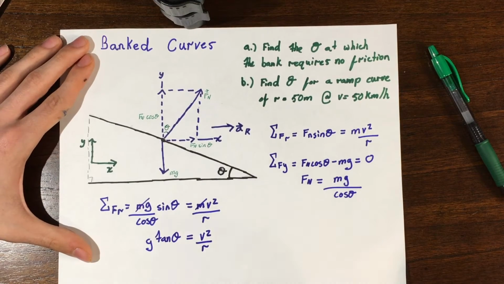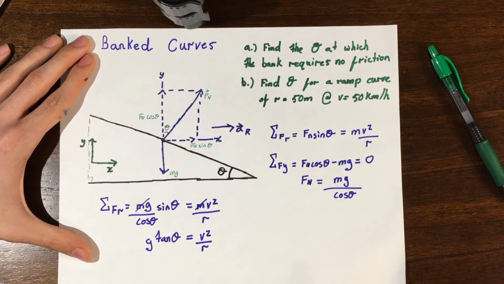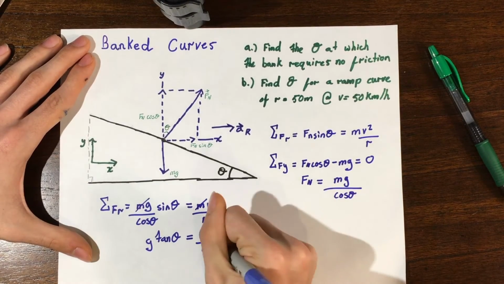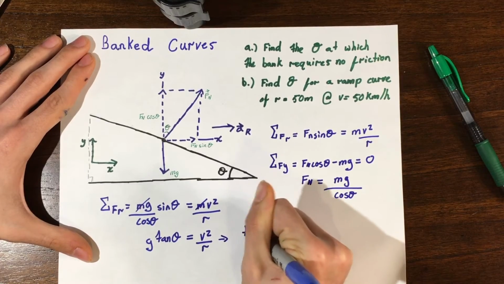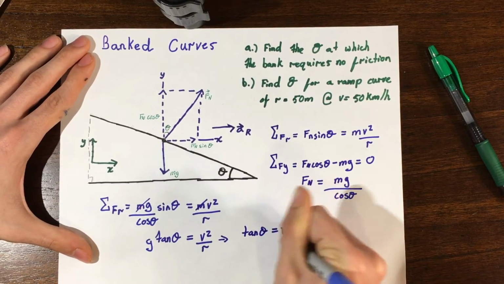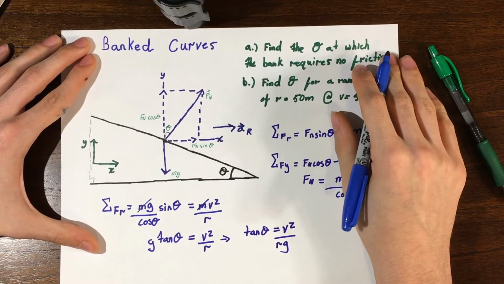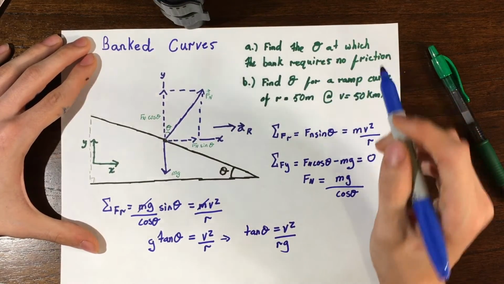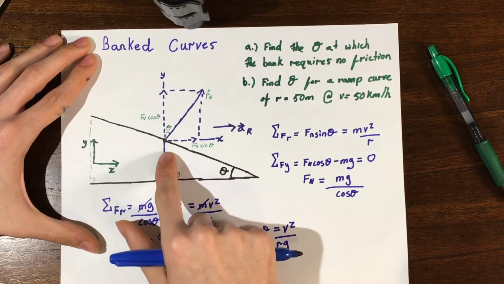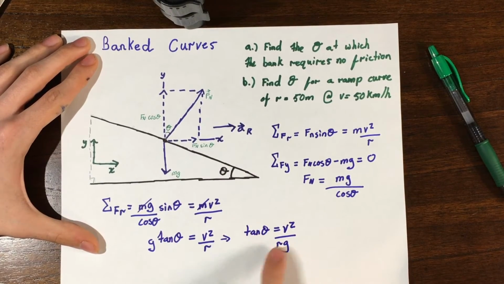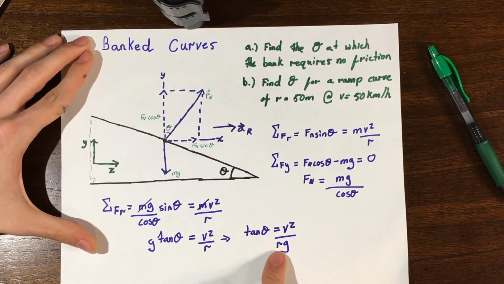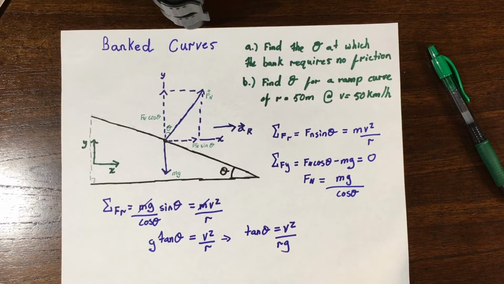And you should know from trigonometry that sine theta over cosine theta is tangent theta, and cosine theta over sine theta is cotangent theta. So now we have our equation, tan theta equals v squared over rg. So now let's look at the question. Find the angle at which the bank requires no friction. And in this example, we had no friction playing, so this would be the equation of a bank having no friction. And don't worry about a question that would ask you with friction.